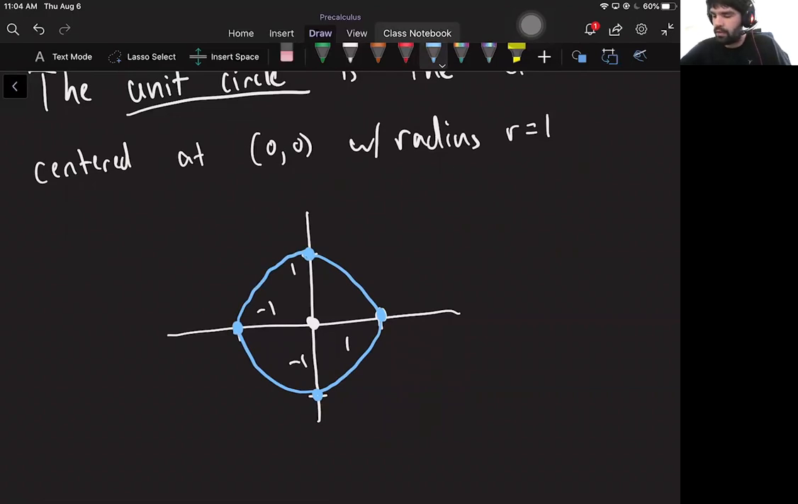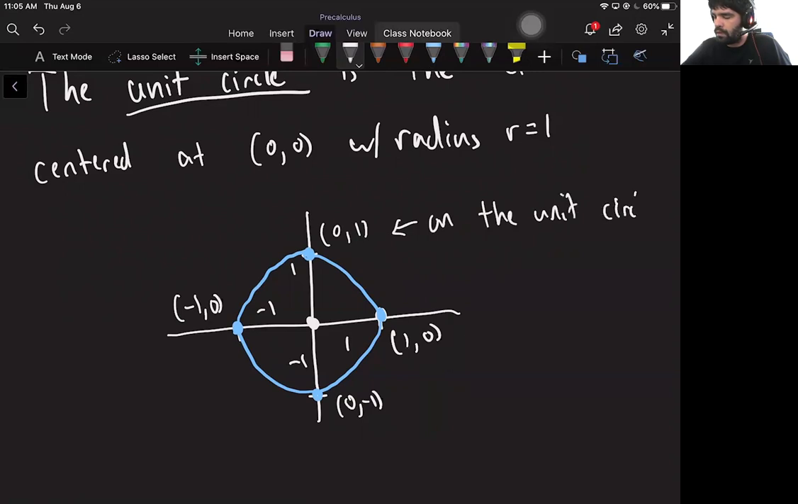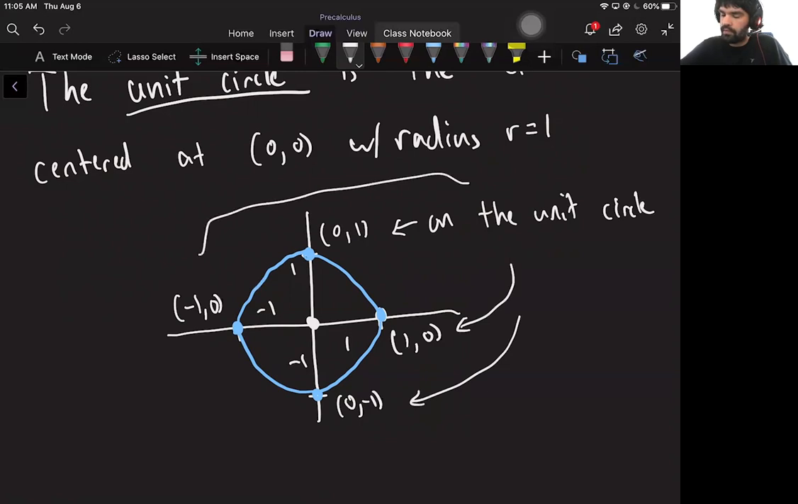So like, what are some points on the unit circle? Well, because the radius is 1, this point over here is 1, 0, because you go over 1, you don't go up. This one is 0, 1. This guy is -1, 0, and this guy is 0, -1. So those are 4 points that are on the unit circle, among many other points, of course, but these are 4 of them. These are all on the unit circle.